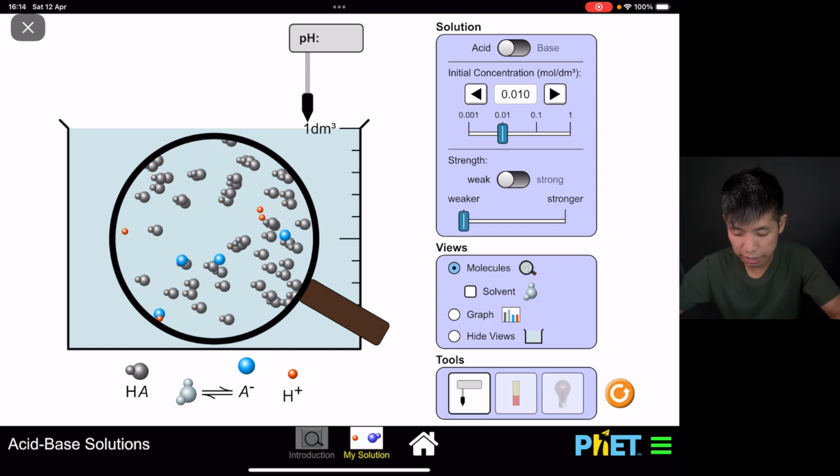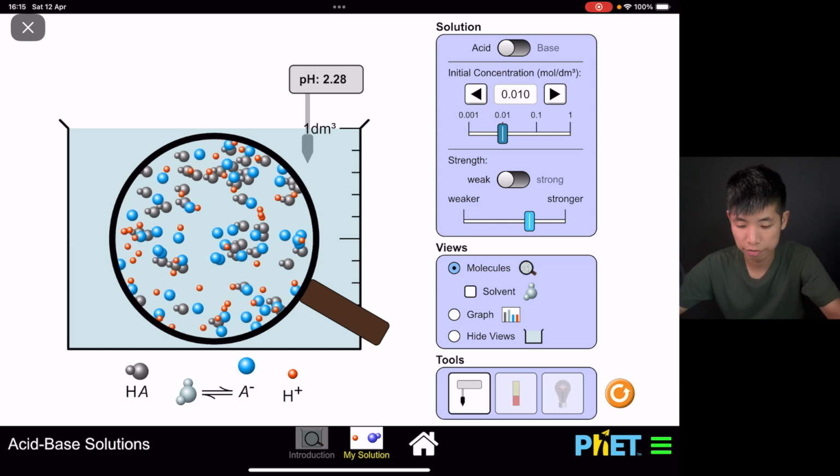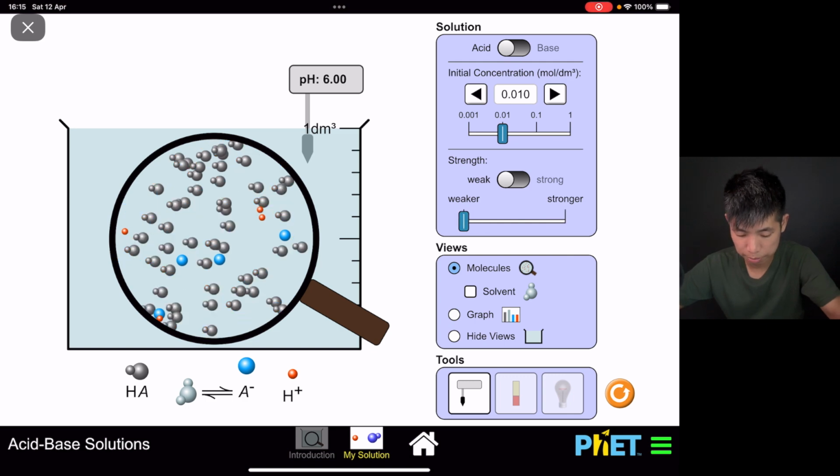Now I'm going to do the same. I'm going to put the pH probe in. Okay, notice as I push the slider to the right, the pH actually goes down as the concentration of H+ will increase. Alright, let's do another experiment.